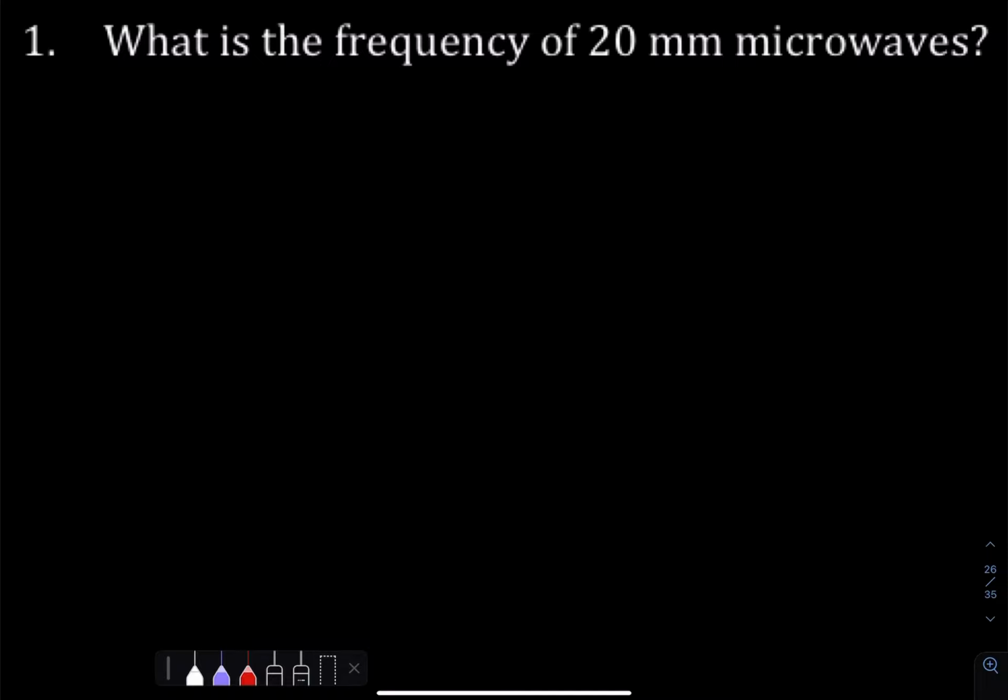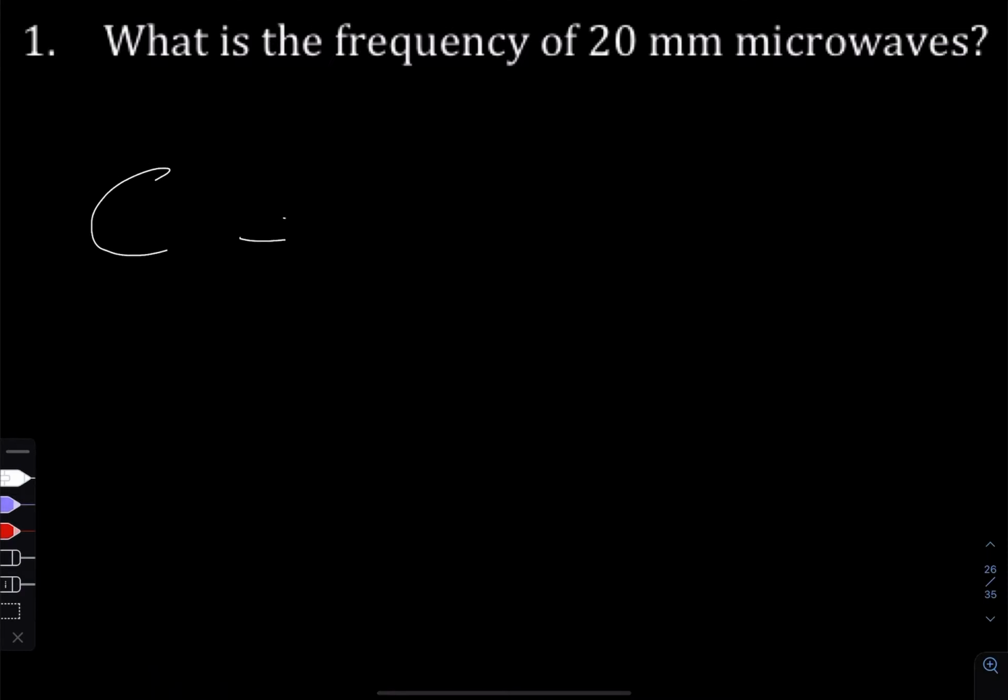So this first one asks, what is the frequency of 20 millimeter microwaves? There's a very simple equation that relates the speed of a photon, basically of light, to its wavelength and frequency. So c, which is the speed of light, and in vacuum it's going to be 3 times 10 to the 8 meters per second, is going to be equal to wavelength times frequency.